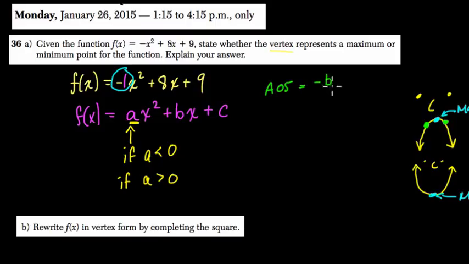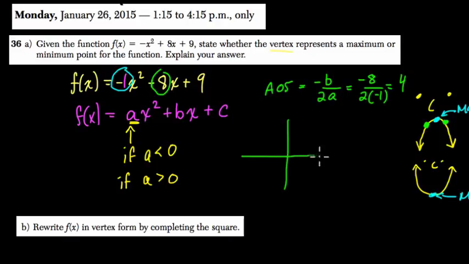And the equation that gives us the axis of symmetry is negative b over 2a. So here, b is 8, so negative b is negative 8. 2 times a is 2 times negative 1. And that's negative 8 over negative 2, which is 4. So this just means in our parabola here, let me just draw an x and y axis. So we have x and y, 1, 2, 3, 4. The axis of symmetry is going to be a vertical line at 4, which is what we just found. And what that tells us is that the parabola is symmetrical around this line right here.